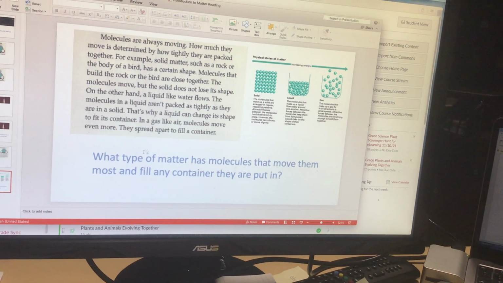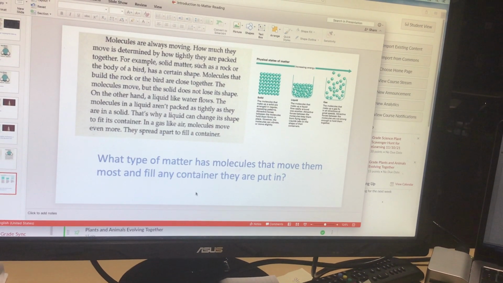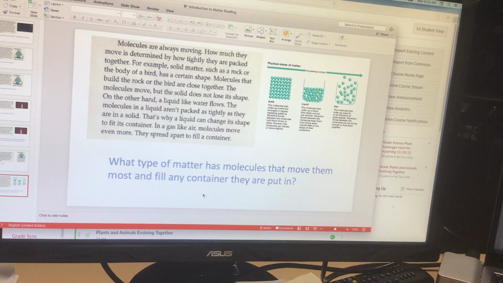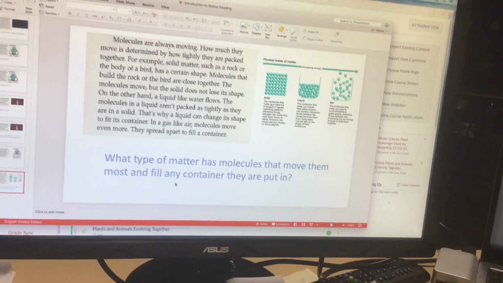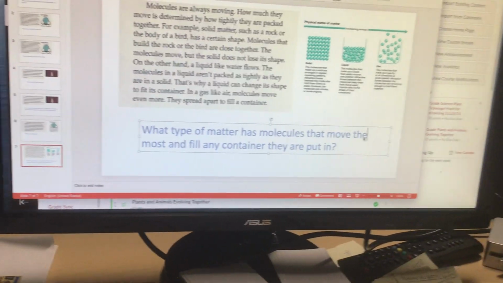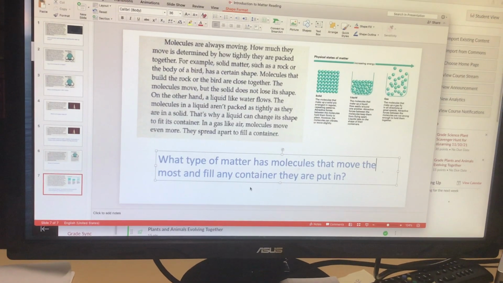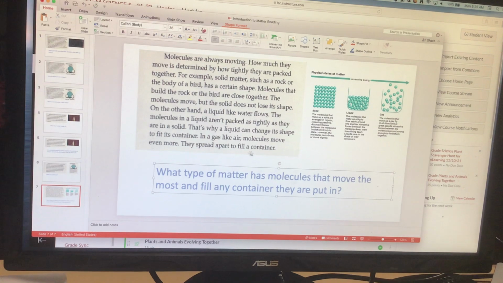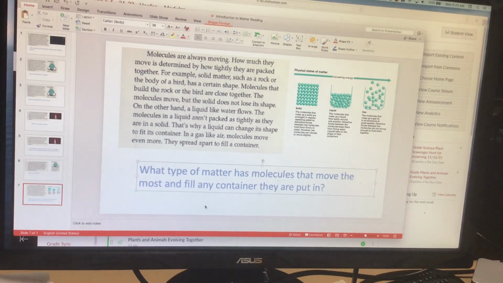And the question is, what type of matter has molecules that move the most and fill any container they are put in? You can find that answer there in the last part of what we were reading.